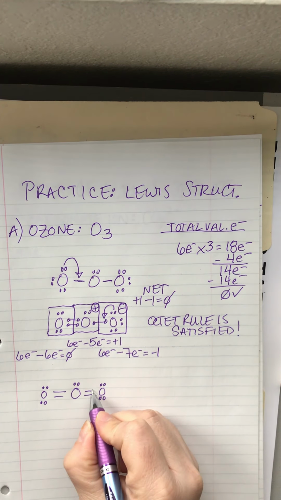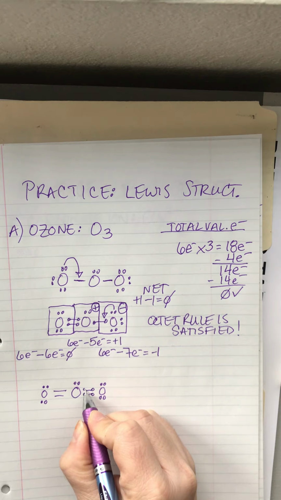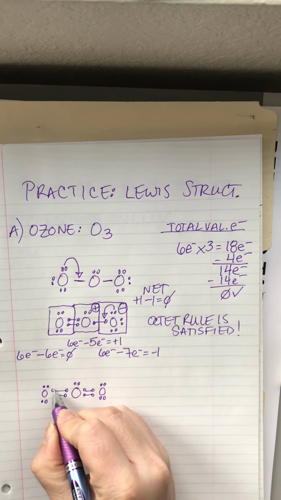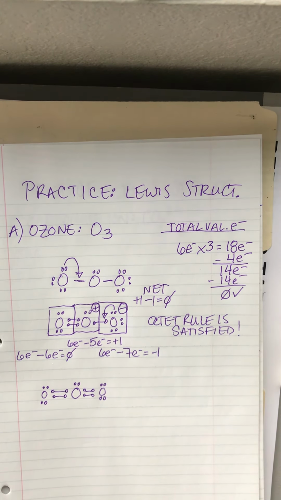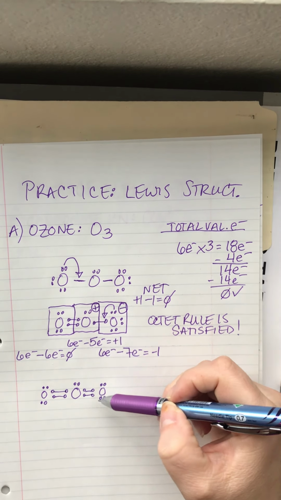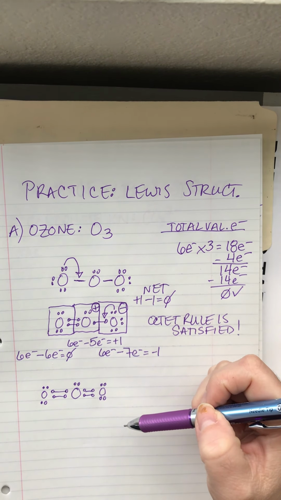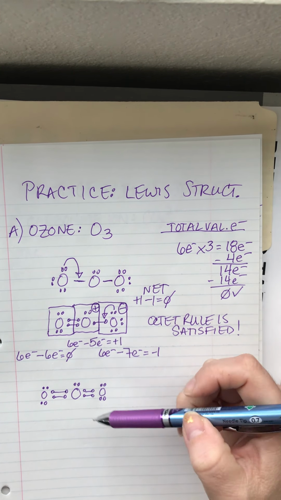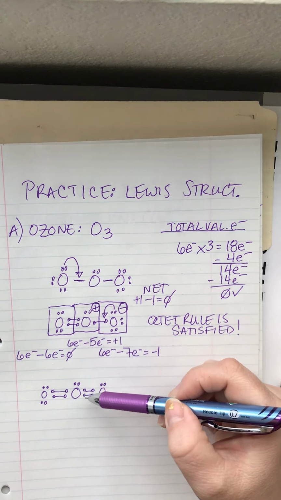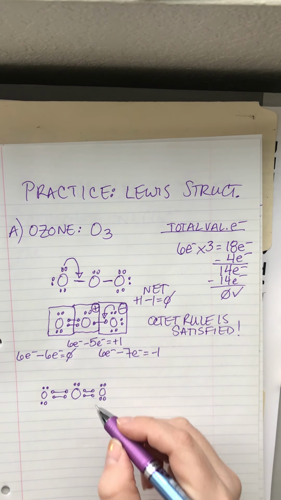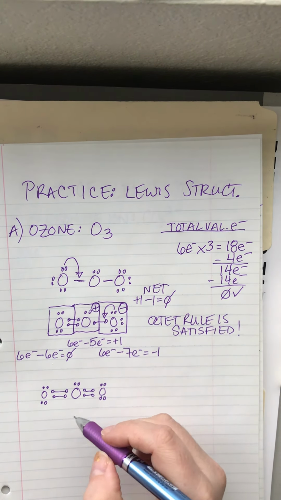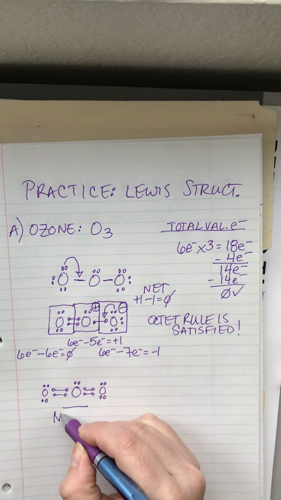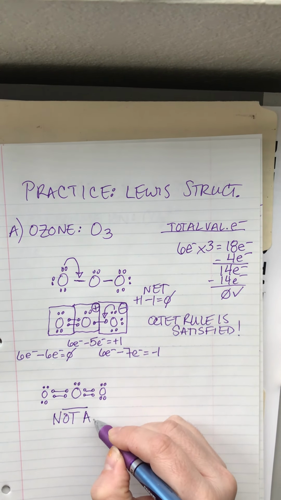So let's go through and evaluate this new structure that we've drawn, right? The first thing we always want to evaluate is the octet rule. So we have 2, 4, 6, 8 electrons around this one, 2, 4, 6, 8 electrons around this one, and 2, 4, 6, 8, 10 electrons around this one. So right off the bat, we see that this structure is not acceptable.